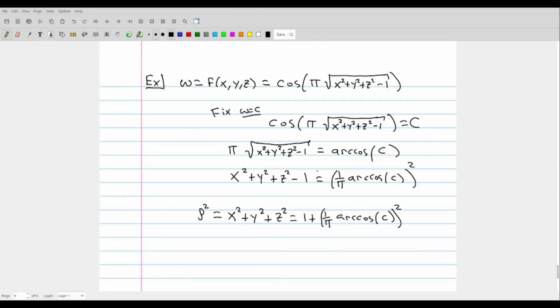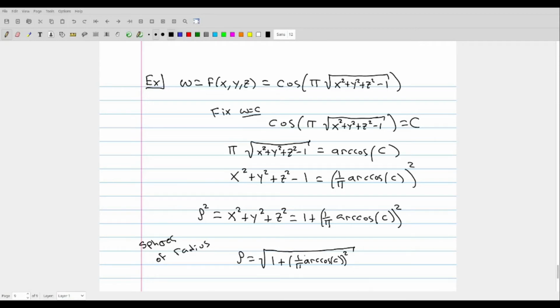So what this means is that the level surfaces of this function are spheres of radius rho is equal to the square root of 1 plus (1 over pi arc cosine of c) squared. That's what the level surfaces are. They're spheres of these varying radii.